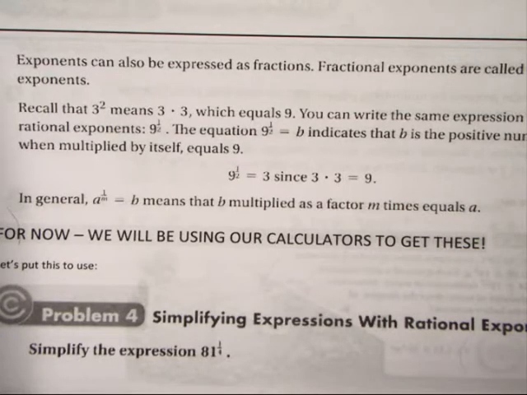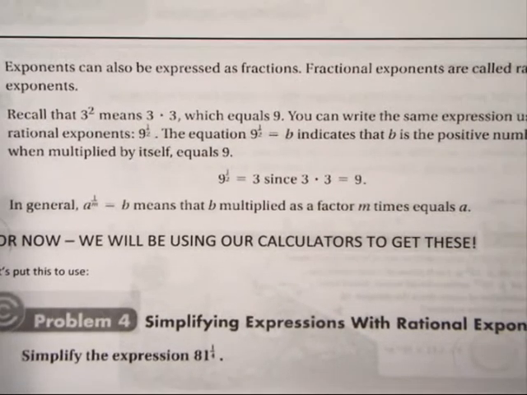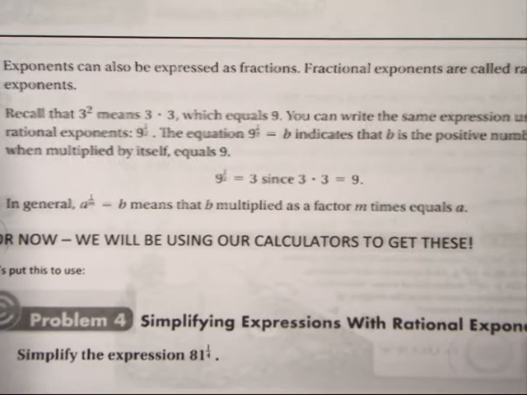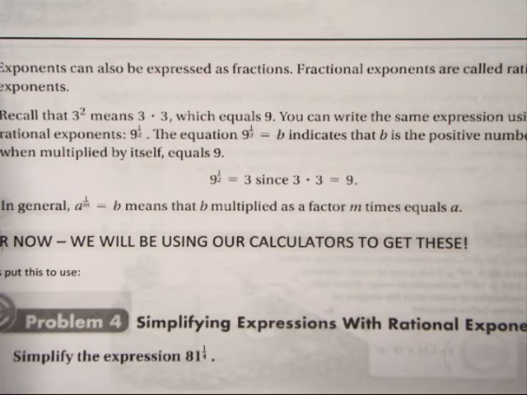Exponents can be written as fractions. Fractional exponents, meaning exponents that are fractions, are called rational exponents because rational numbers can be fractions. Recall that 3 squared means 3 times 3, which is 9. You can write the same expression using rational exponents: 9 to the 1/2. The equation 9 to the 1/2 equals b indicates b is a positive number, and when multiplied by itself equals 9.